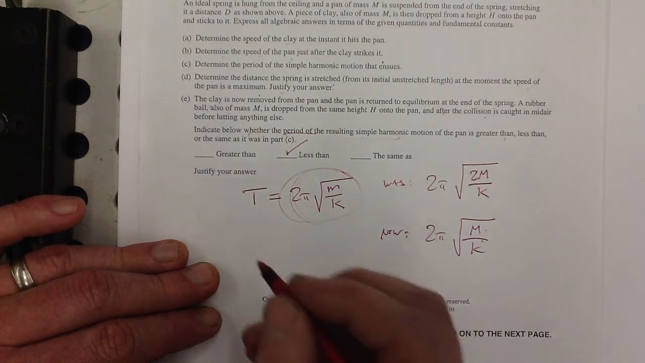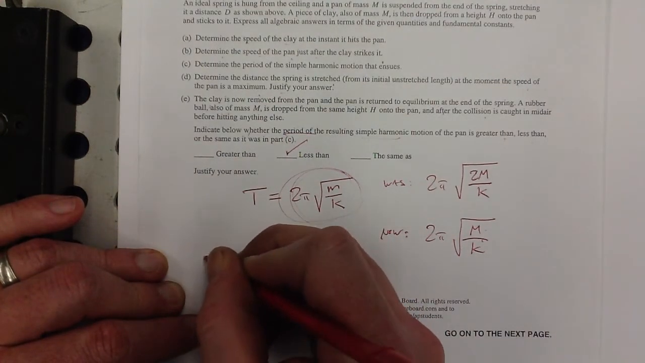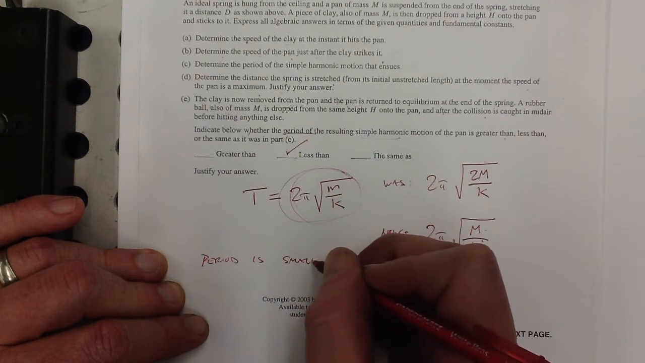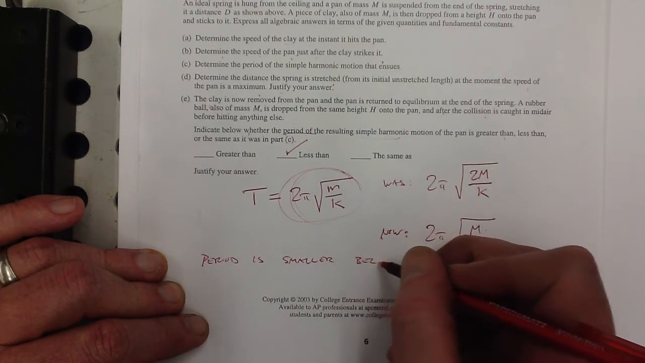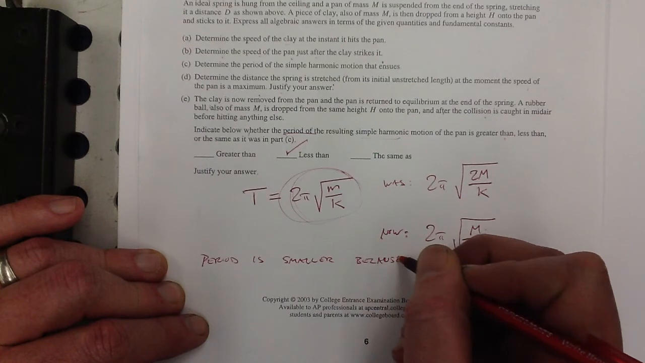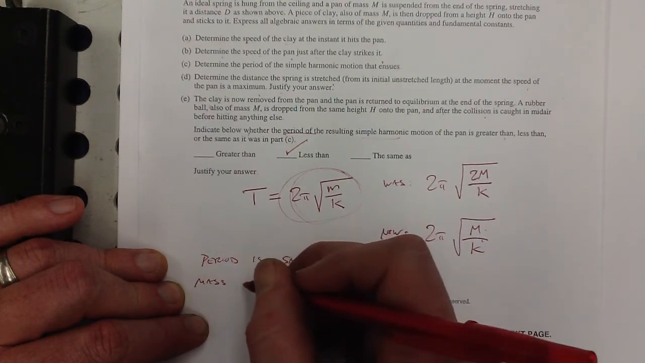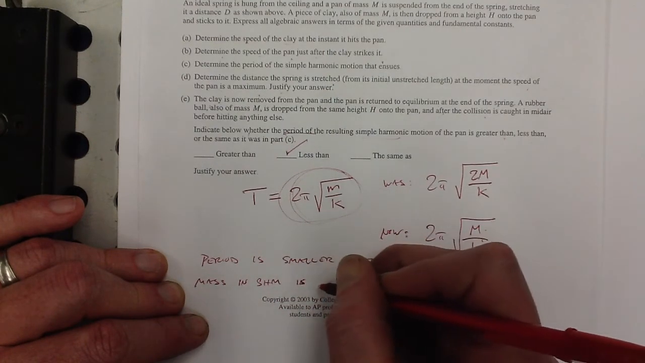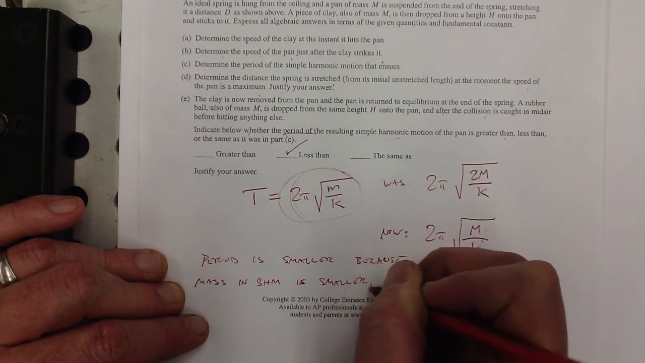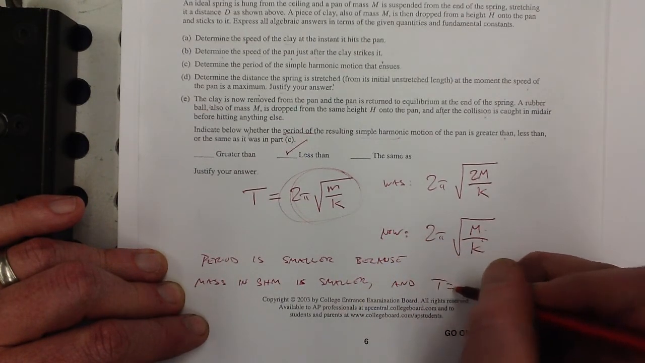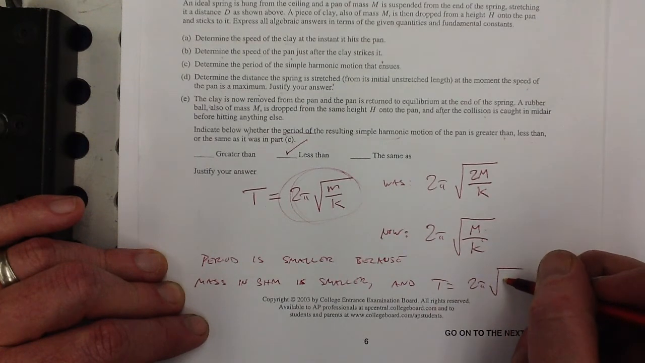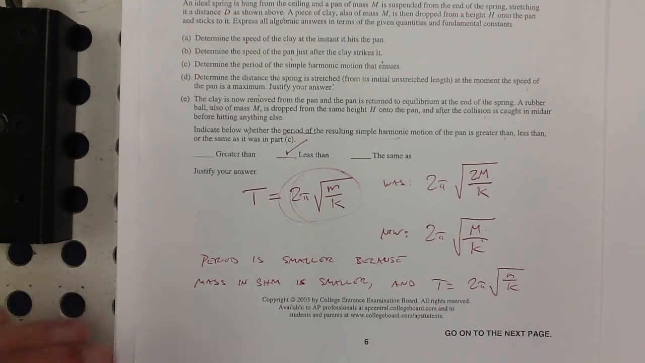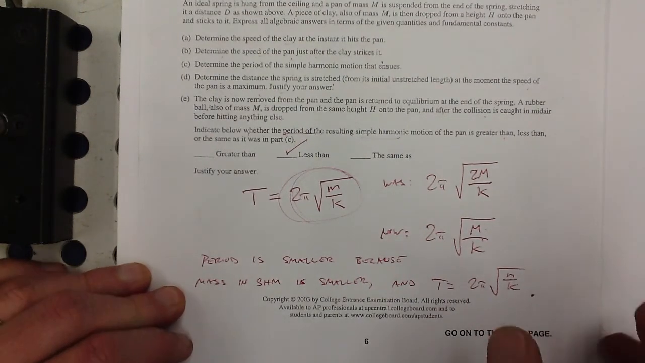How do we justify our answer? The period is smaller because the mass that's actually in simple harmonic motion is smaller, and period is equal to 2 pi times the square root of m over k, right? So if you decrease the mass, you're going to decrease the period. Right? All right, not too bad.